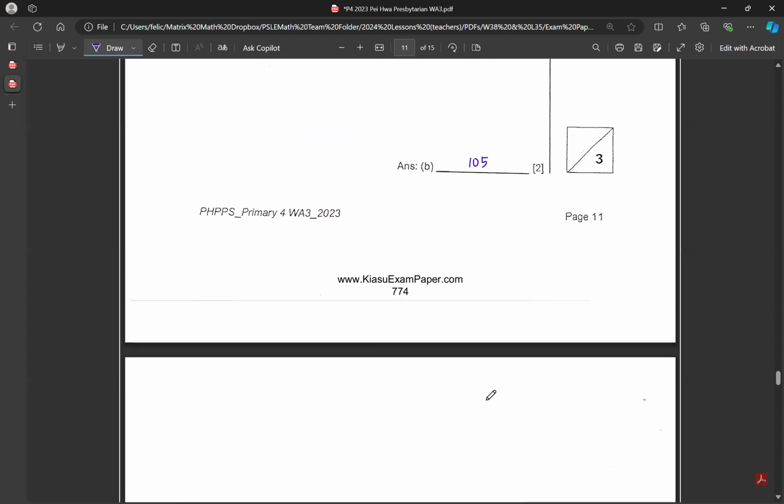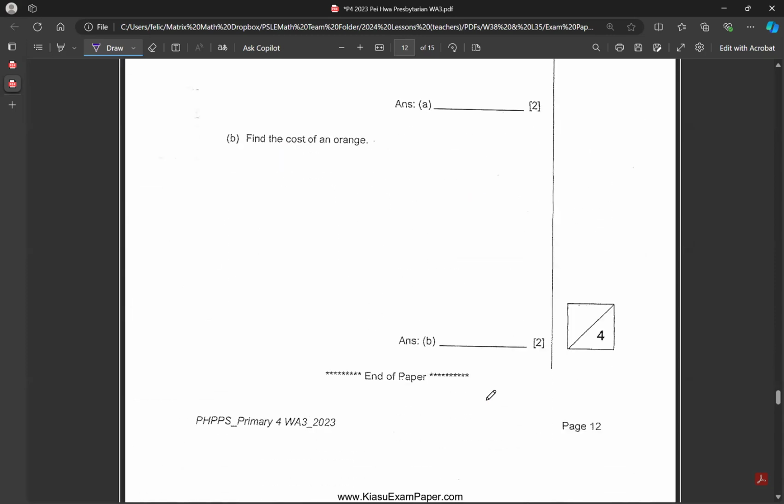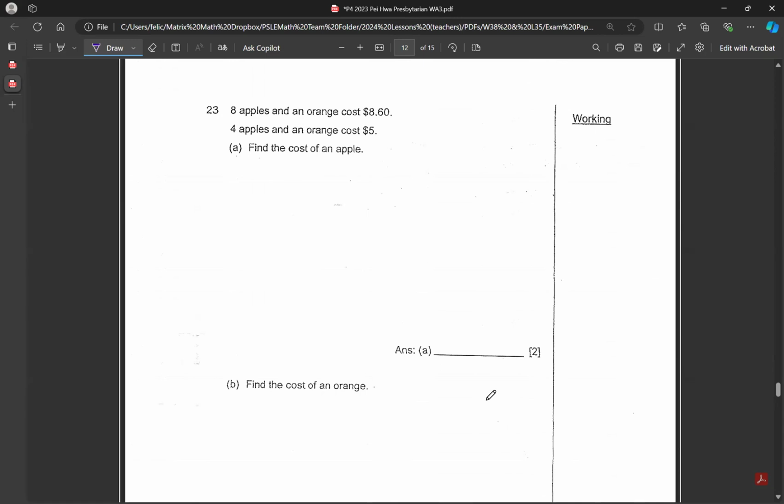Okay, last question. Is it the last one? Yeah, last one. 8 apples and an orange cost $8.60. 4 apples and an orange cost $5. This is how I write it down: 8 apples plus 1 orange, and for orange I put OR, since an O looks like a 10. This is equal to $8.60. 4 apples plus 1 orange equals $5.